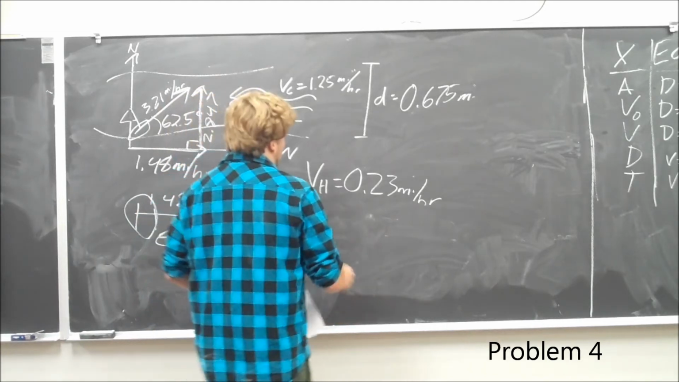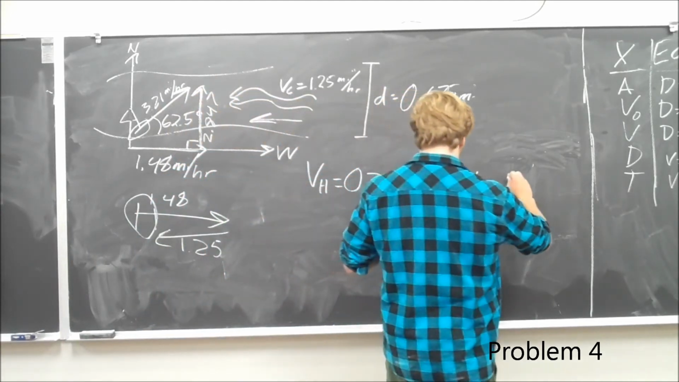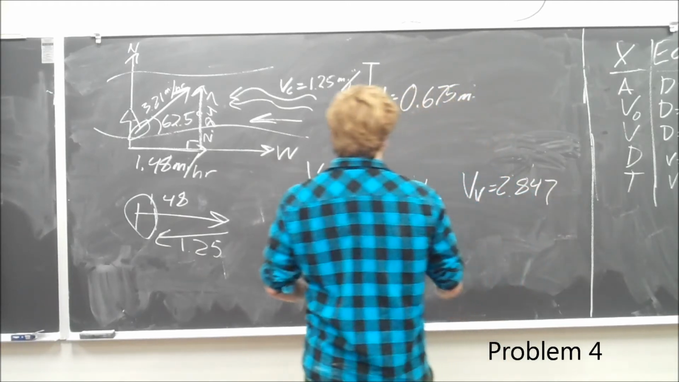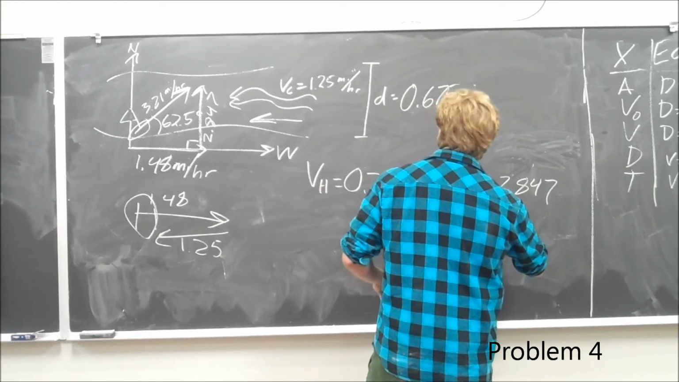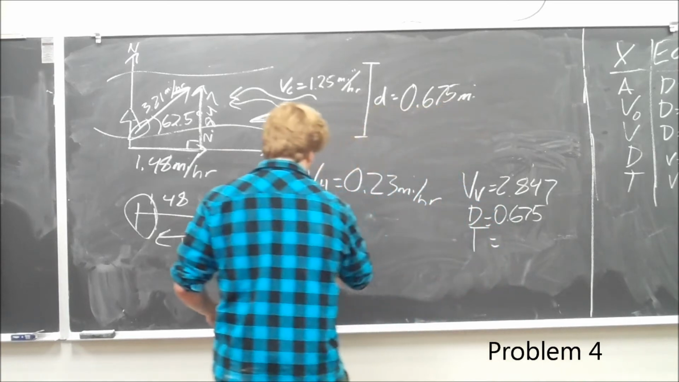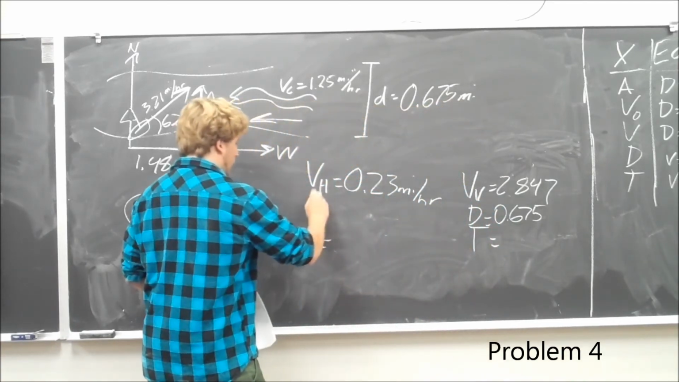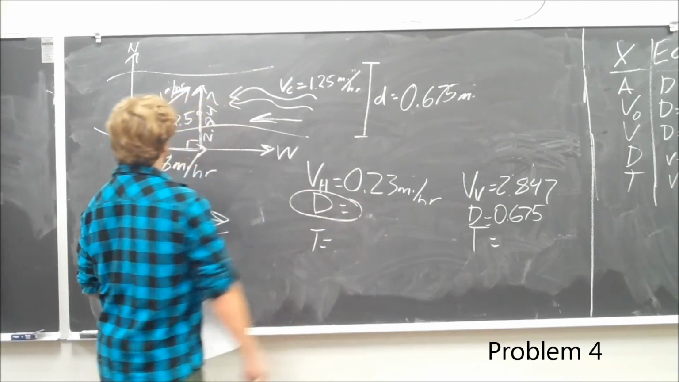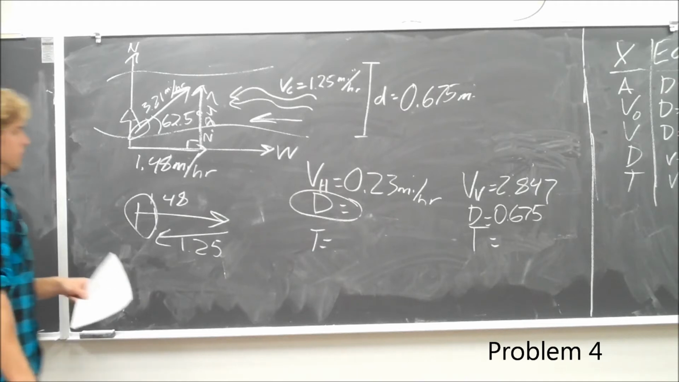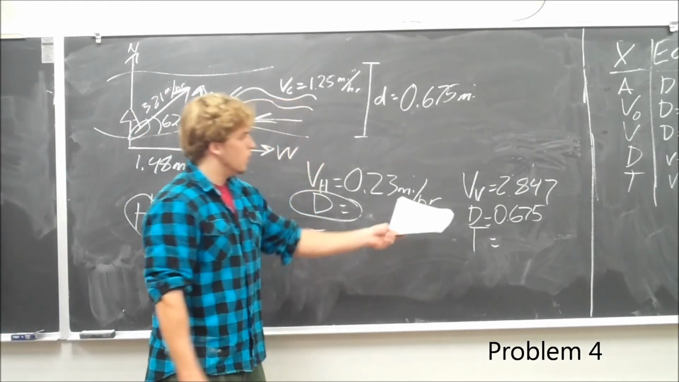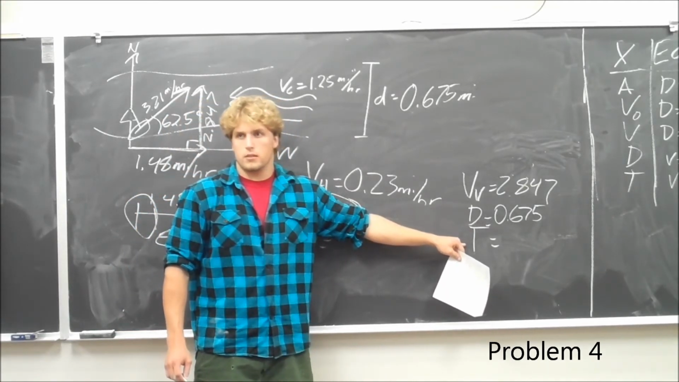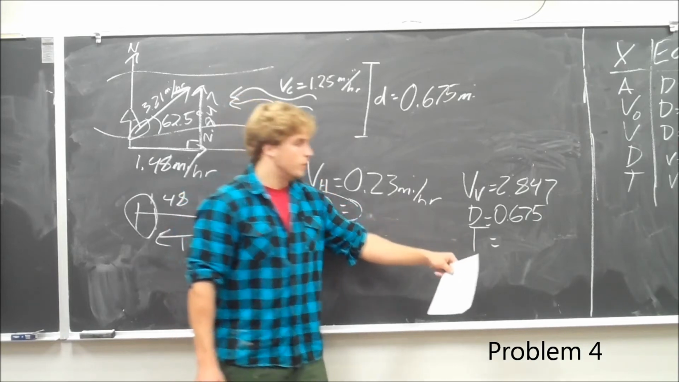Cool. So now we have the vertical velocity equal to 2.847. We have the vertical distance. The times are going to be the same. We're looking for this guy. So d equals vt makes us able to solve for this t. I have the answer written down. Does anybody want to tell me? Okay, whatever.